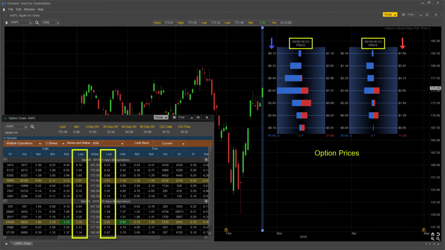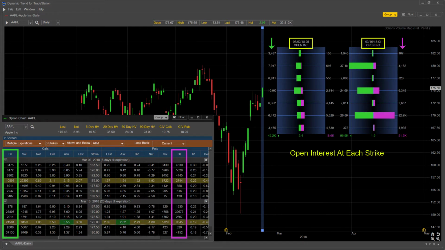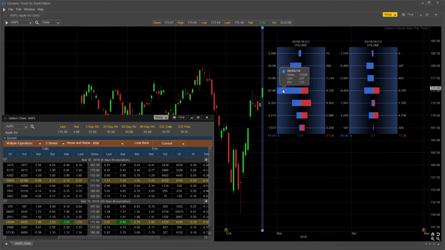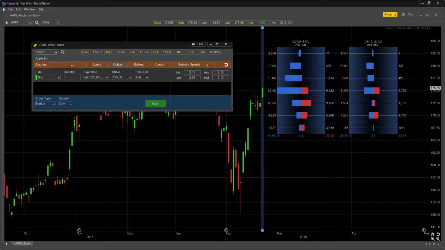Toggle display to option prices, volume at each strike, or open interest at each strike. Use your mouse to hover over to see option details. To place an order, simply right-click to populate the trade ticket.